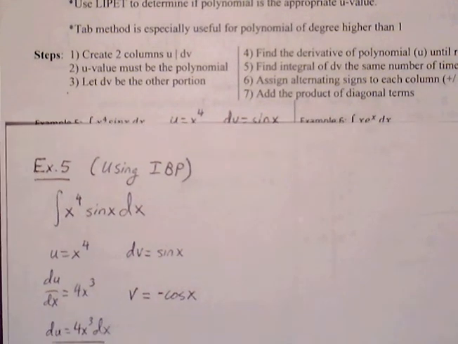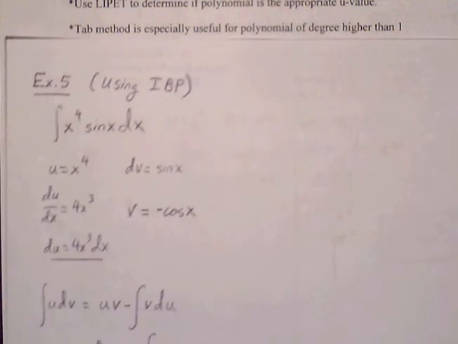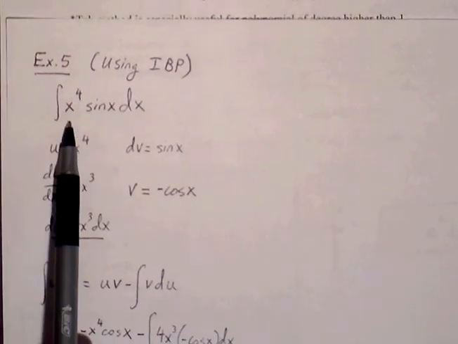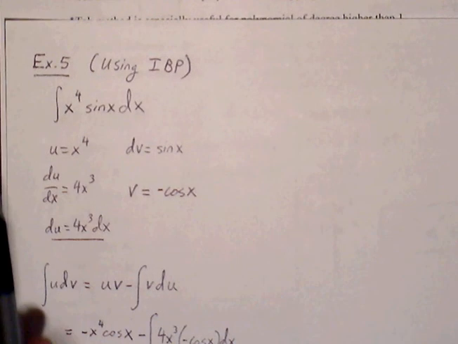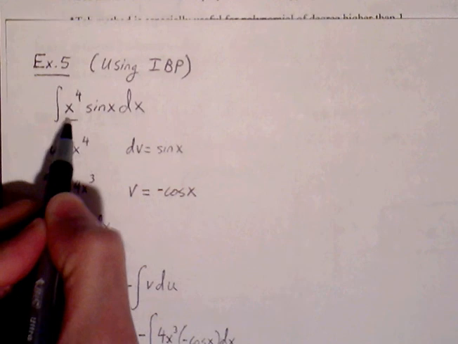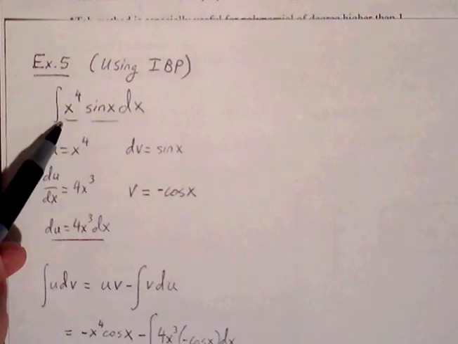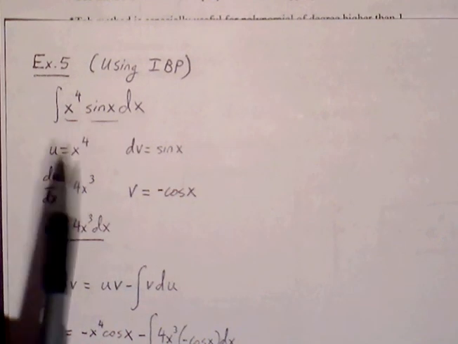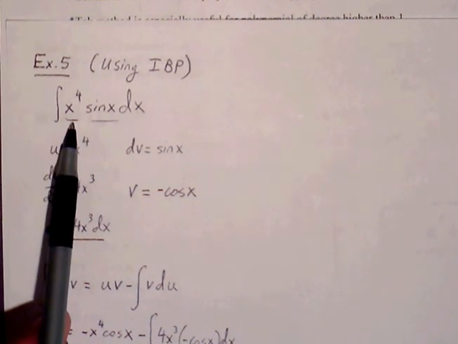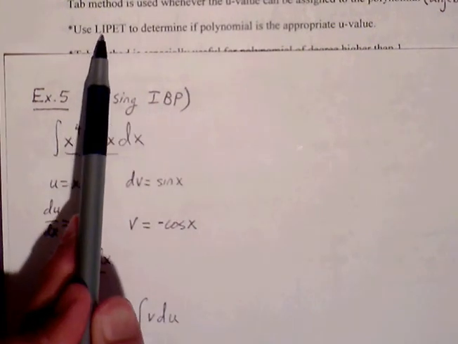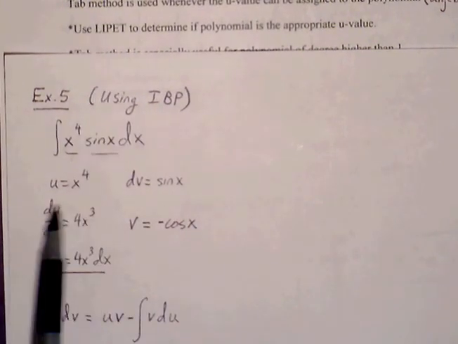So let's look at example 5 using integration by parts. The problem says integral of x to the fourth times sine of x dx, and we look at our acronym LIPET. We see that our algebraic or our polynomial versus our trig function. The polynomial is going to take precedence over the trig function, right? Polynomial comes before trig, and so our u value is x to the fourth, our dv is sine of x.